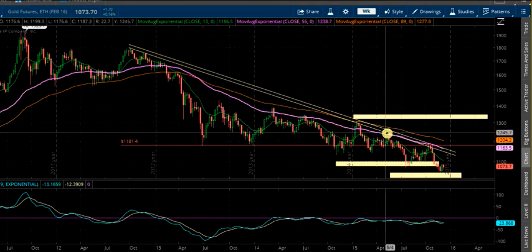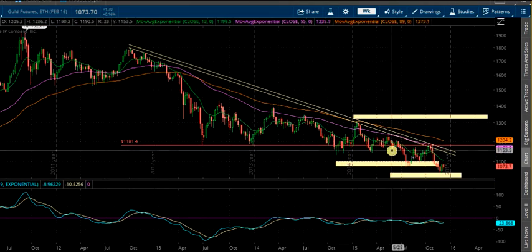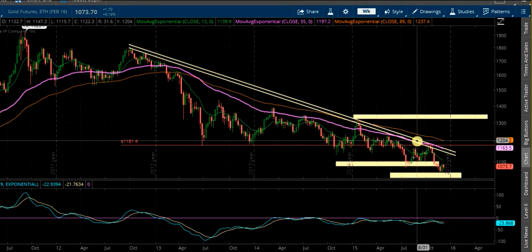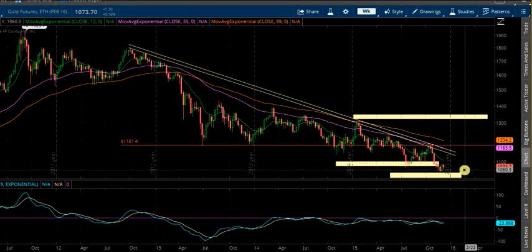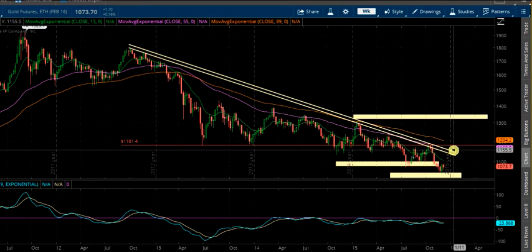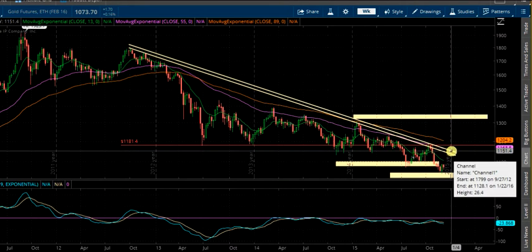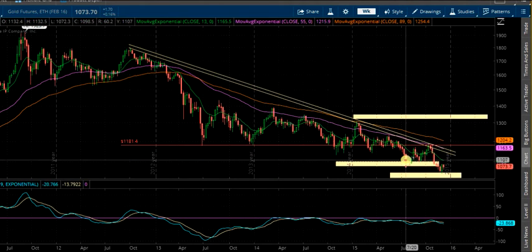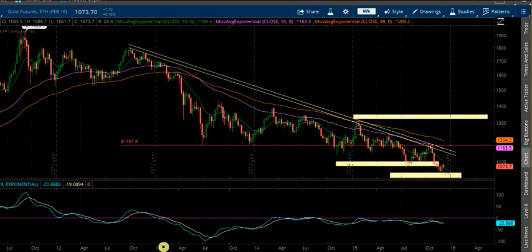Well, if I were to draw some lines around this, you would see a descending wedge on a much smaller time scale, but a descending wedge nevertheless. Usually when it breaks out above this line, that usually means good things for the market that's showing a wedge pattern. So I just wanted to point that out.